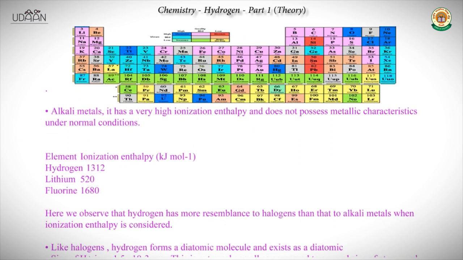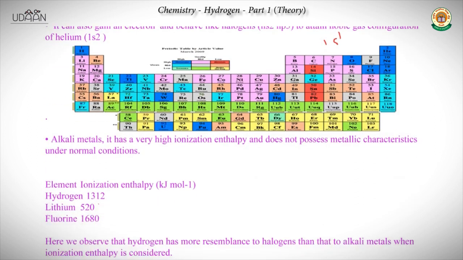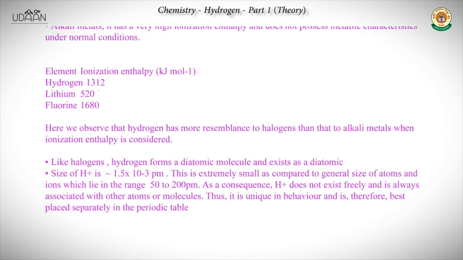In this table you can see that the ionization energy of hydrogen is almost equal to fluorine, but it's very far from lithium. So here we have some experimental data that suggests what we just said. So the conclusion is that it sometimes behaves like alkali metals and it sometimes behaves like halogen atoms.